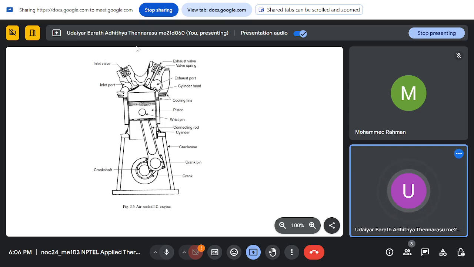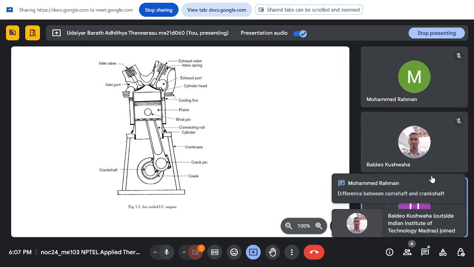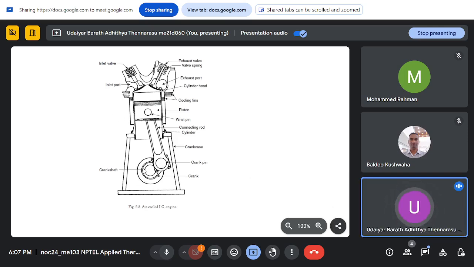So there will be a camshaft above that, and then you have the piston. The top of the piston will be of a different shape based on your requirement. So the camshaft basically drives your valves. It just opens the valves and closes them. In the crankshaft, what happens is that it is connected to the piston, so that transmits the power. So that's the crankshaft, and the camshaft is just to time the openings of the valve.